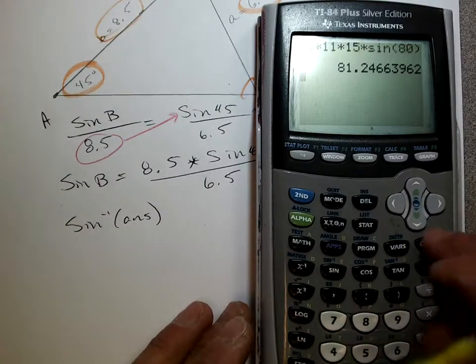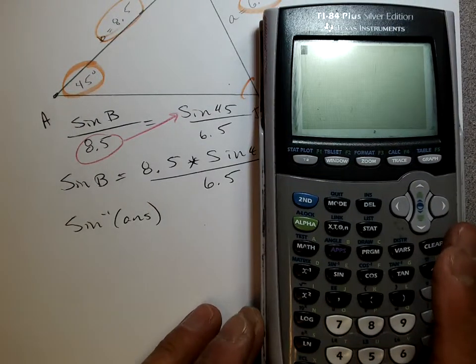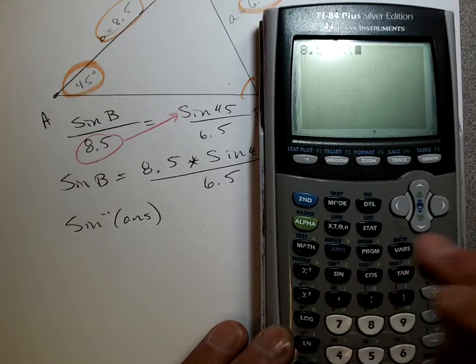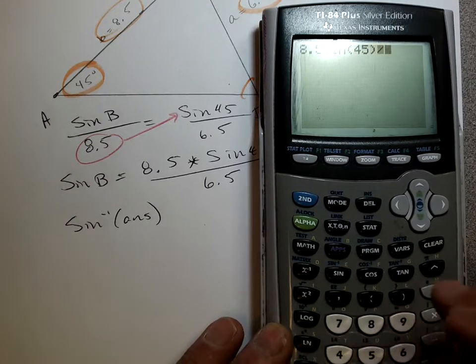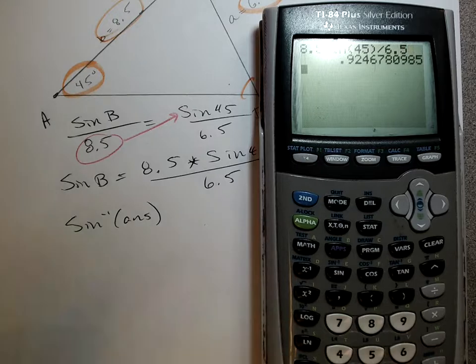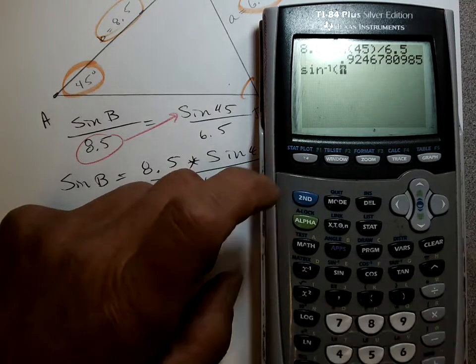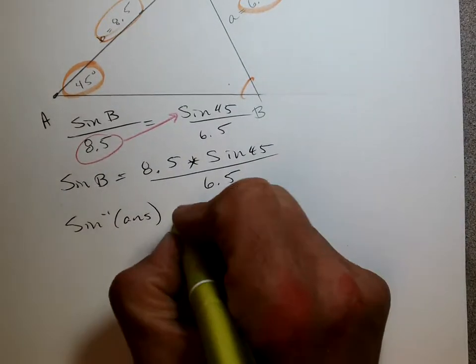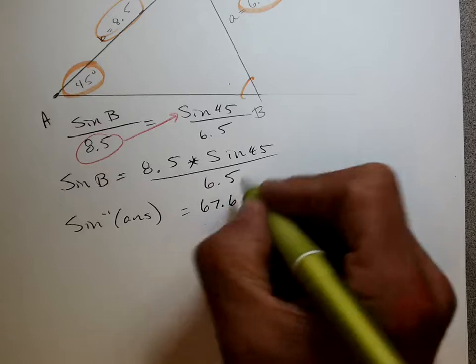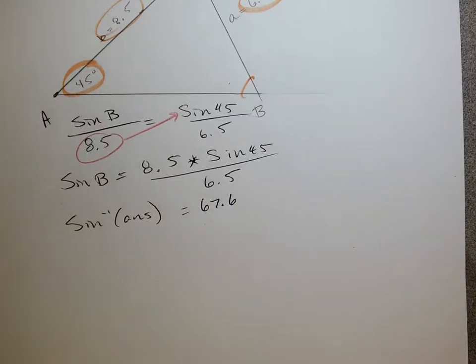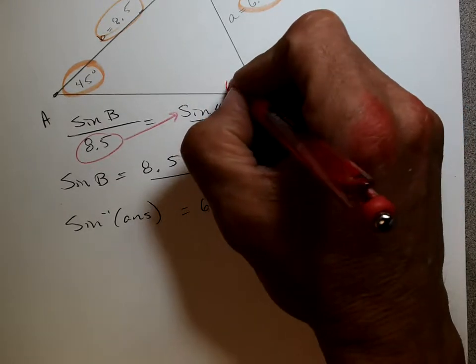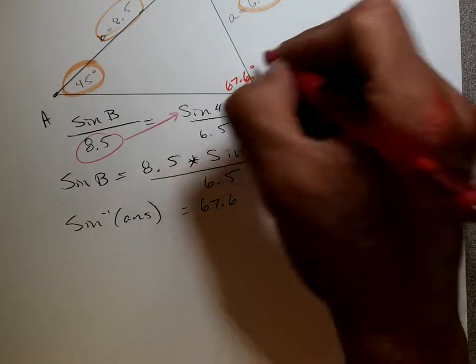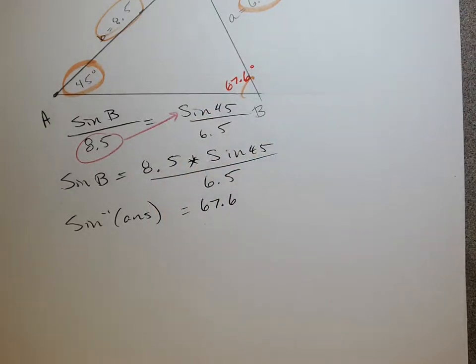I'm going to go ahead and clear. Let's go 8.5 sine of 45 divided by 6.5. Sure enough, I get a decimal, right? Kind of thought so. Sine inverse that answer, and I get an answer of about 67.6. So angle B is going to be 67.6 degrees, right?